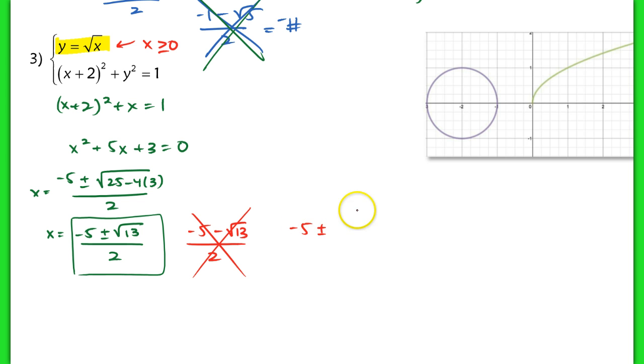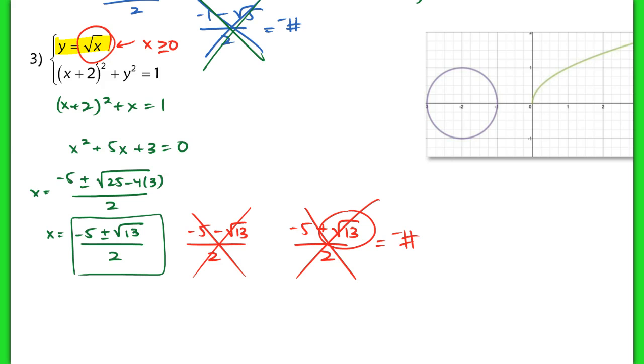-5 plus root 13 over 2 is also going to be a negative number because root 13 is not larger than 5. It's obviously between 3 and 4, which is why this is going to result still in a number that is also negative. So we can toss that out. And again, it's because it doesn't fit inside this equation.